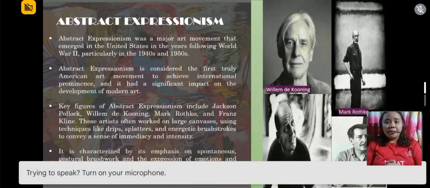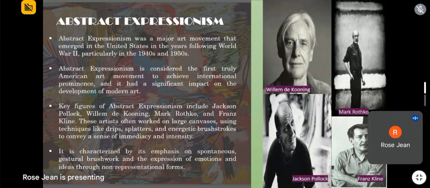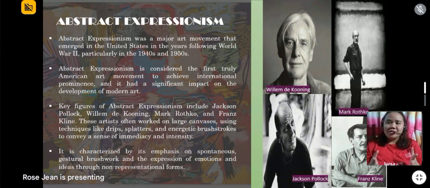Another important aspect of abstract expressionism is the exploration of the subconscious and the use of art as a means of self-expression and catharsis. Many artists associated with the movement were influenced by psychoanalytic theories, particularly those of Carl Jung and Sigmund Freud, and sought to tap into the depths of their psyche to create deeply personal and emotionally charged works.